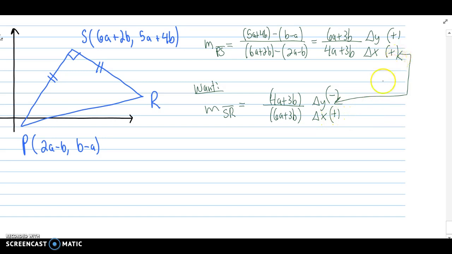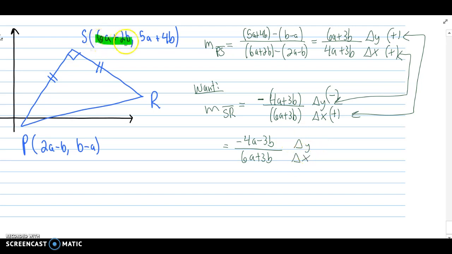However, as I look at this, 4a plus 3b was something positive, I want it to be negative, so here is where the opposite reciprocal goes. The other comparison, 6a plus 3b, I know is something positive from the analysis from before. I want it to be something positive, so that one doesn't change. So to simplify it a little bit, the slope of SR is negative 4a minus 3b over 6a plus 3b. I'll put my little notation, delta y over delta x.